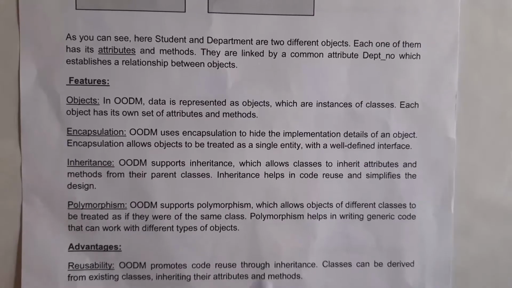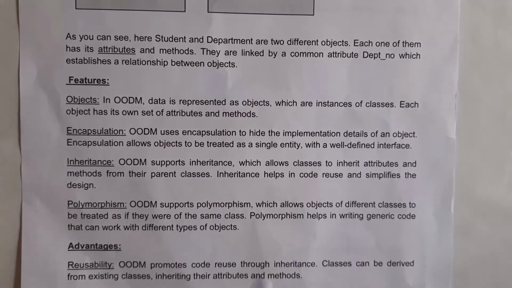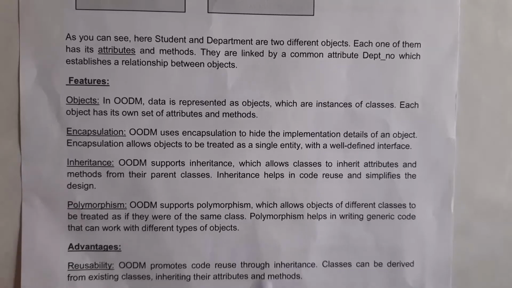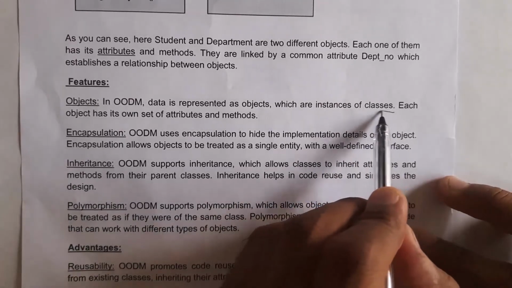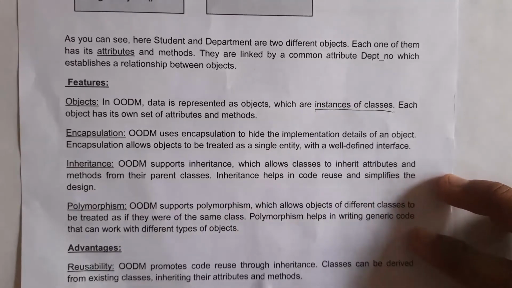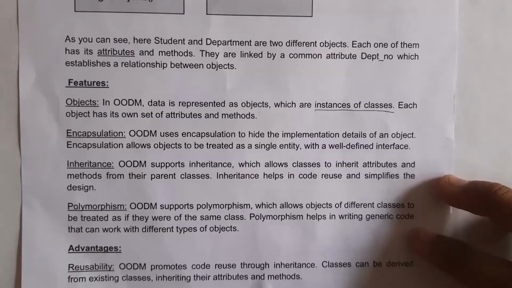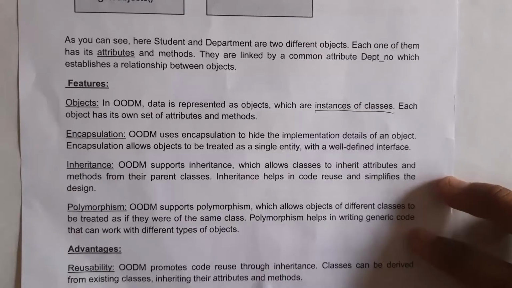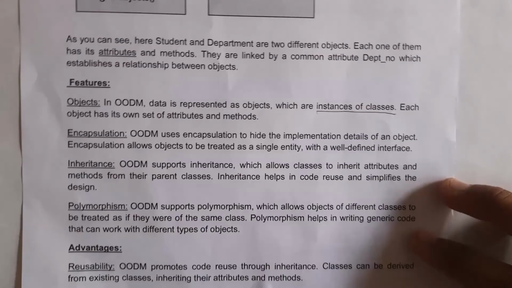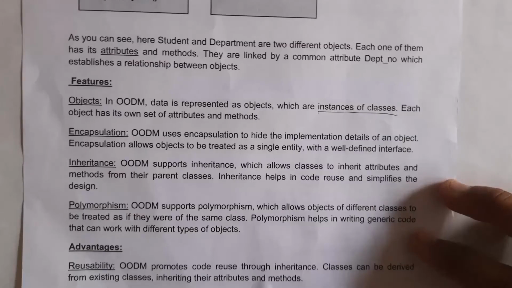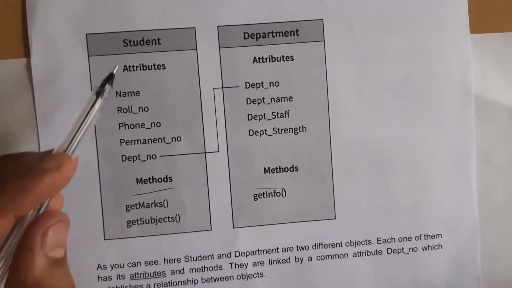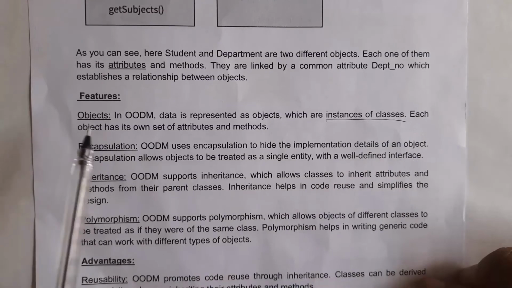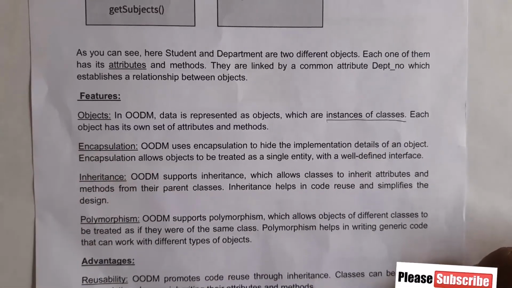Next I will explain features of the object-oriented data model. First feature is objects. In the object-oriented data model, data is represented as objects. Just remember this: an object is nothing but an instance of a class. Like we will store student information in the student class and department information in the department class. Like that we will store different information in different classes. And each object contains attributes and methods. So each object has its own set of attributes and methods.